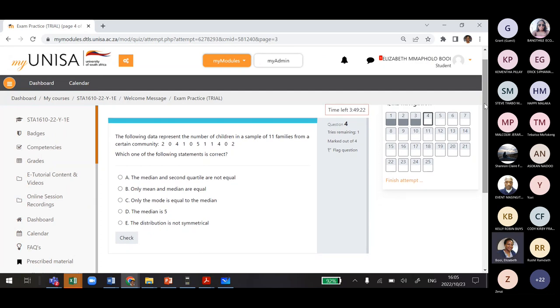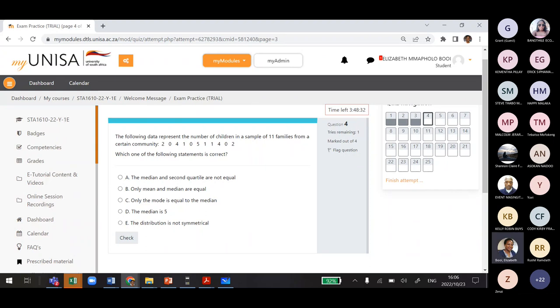The following data represents the number of children in a sample of 11 families from a certain community, and they give us the data. Which one of the following statements is incorrect? A, the median and the second quartile are not equal. B, only the median and the mean are equal. C, only the mode is equal to the median. D, the median is 5. E, this distribution is symmetrical, or is not symmetrical. When it's not symmetrical, it means the mean and the median are not equal.